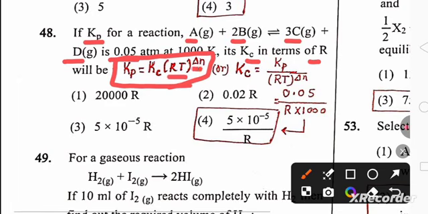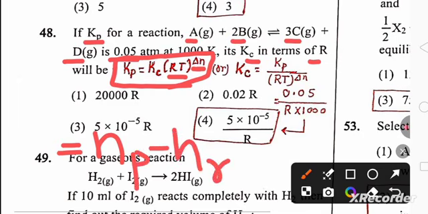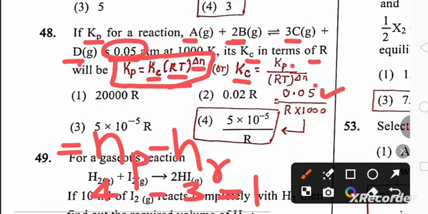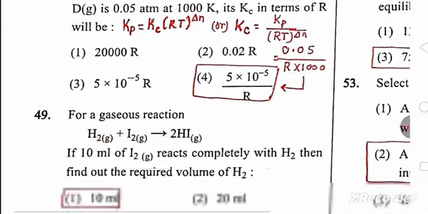For this particular reaction, delta n when you calculate by using Np minus Nr, here number of moles of products are 3C and 1D, 4. And number of moles of reactants 1A and 2B, that is 3. So 4 minus 3 is equal to 1. So delta n value will be 1. So when you find out Kc by using this formula, Kc is equal to Kp divided by RT to the power of delta n. Kp is given 0.05. Temperature is given, that is 1000. When you substitute, you will get the answer 5 into 10 raised to power minus 5 divided by R. So option 4 is the right answer for this question.